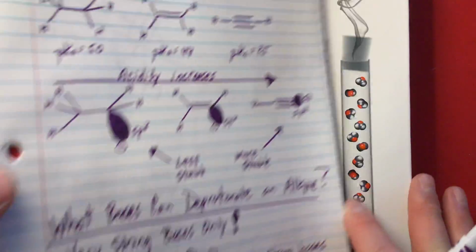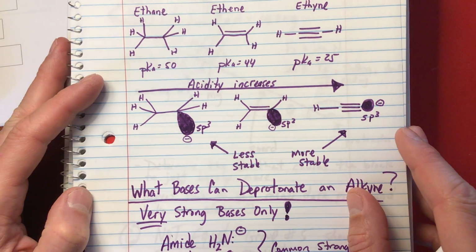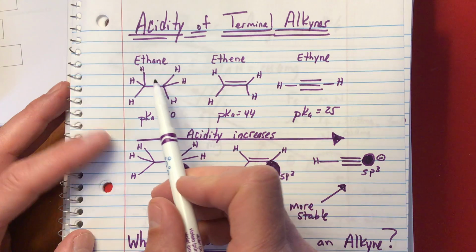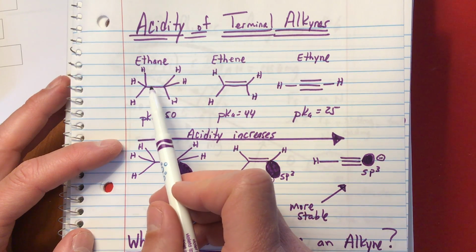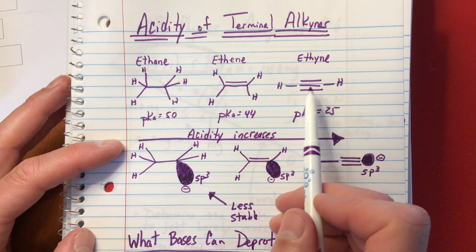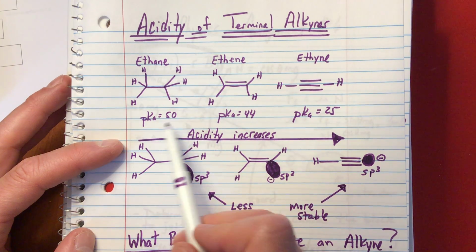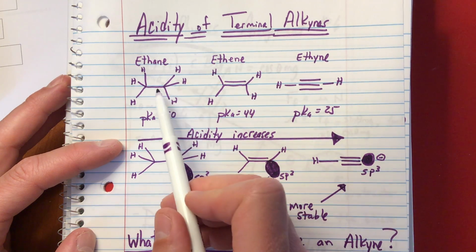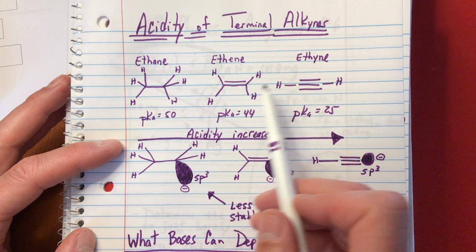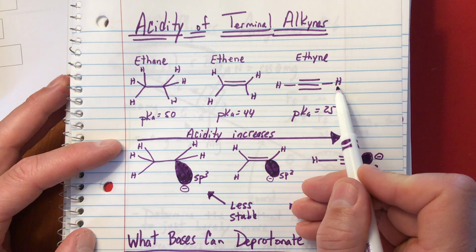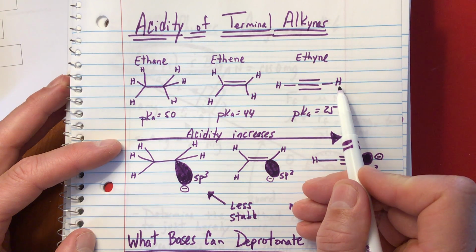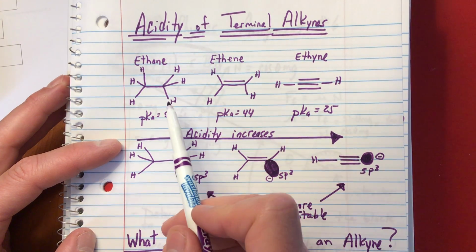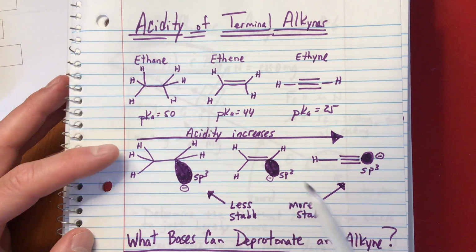And then the last section that I read was about acidity of terminal alkynes. So comparing what we have here is just an alkane, an alkene, and now an alkyne. And if we were to look at the pKa values for each of these, we would see that the acidity increases as we go from an alkane to an alkene to an alkyne. So basically that proton right there on ethyne is easier to deprotonate than that proton on ethene, which is easier to deprotonate than the ethane.